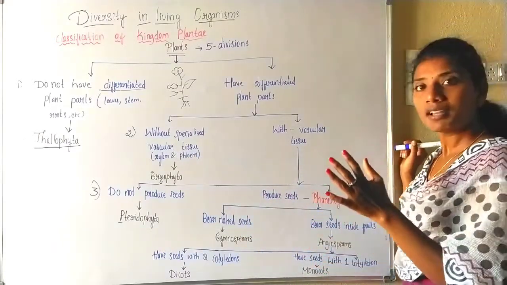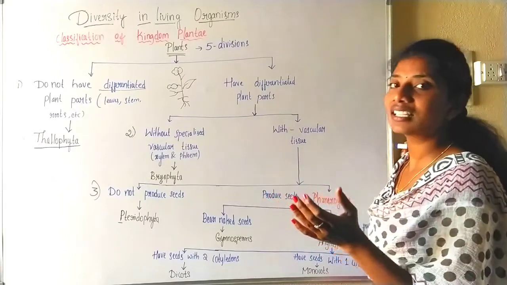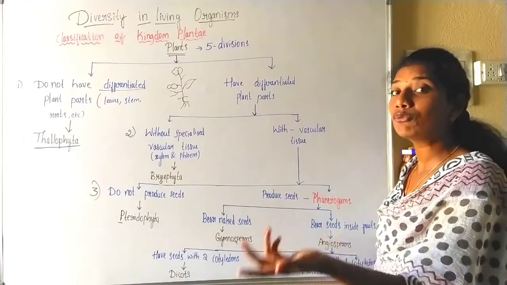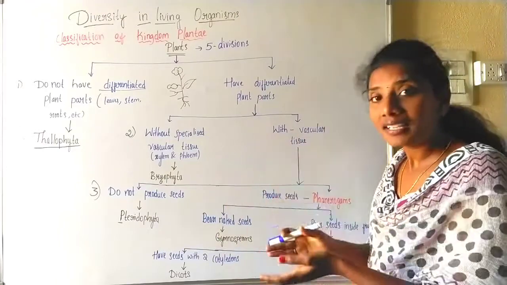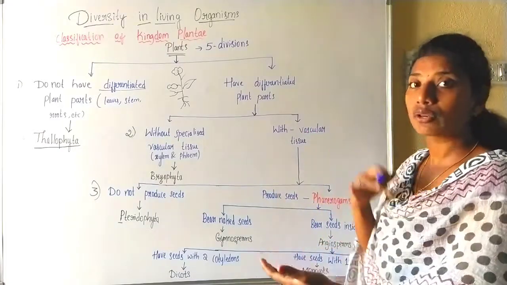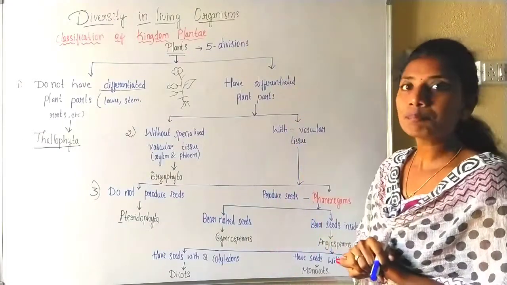Okay, so what do you mean by vascular tissue, students? Yes, it is nothing but the xylem and phloem. So the presence or absence of xylem and phloem in the plants is the next characteristic feature which we are going to use for further division of the kingdom Plantae.